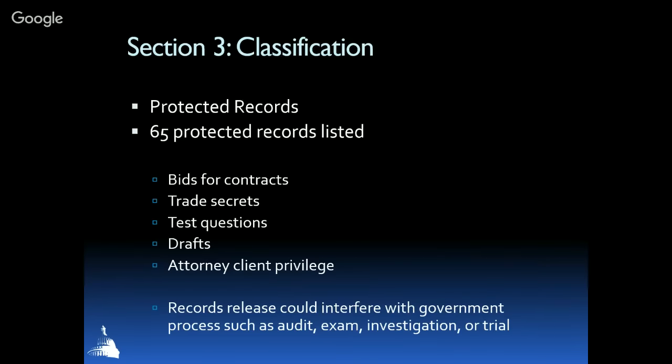You have bids for contracts, trade secrets that would fall under proprietary information. Someone wouldn't want that information released to their competitors. Test questions, we talked about driver's license tests. That would be counterproductive to disclose the test questions before taking the test. Drafts, unless otherwise classified as public. Attorney-client privilege. And think about it this way: releasing protected records could interfere with the government process, such as audits, exams, investigations, or trials. And for the most part, the list of protected records makes common sense after you review them all.